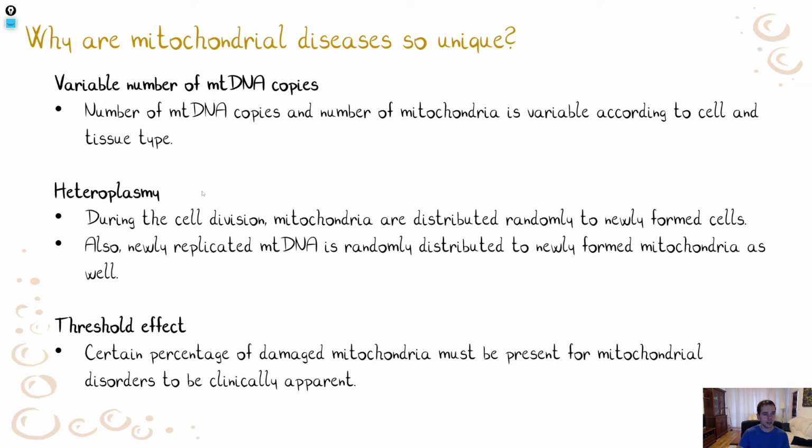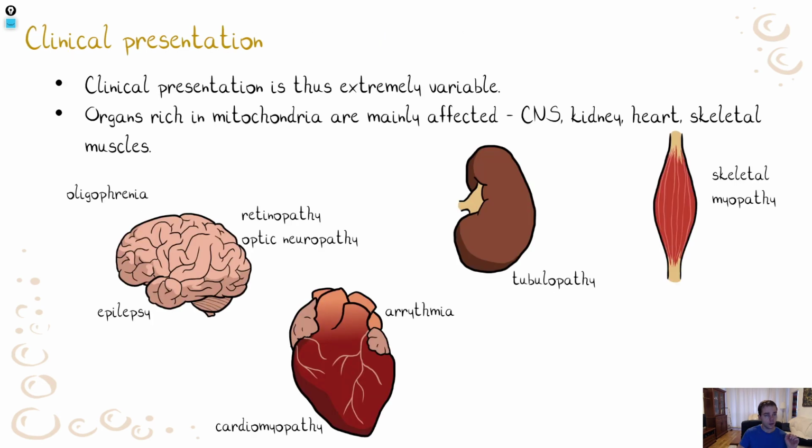Also, there is something called heteroplasmy, which means that during cell division, mitochondria are distributed randomly to newly formed cells. And also the newly replicated mitochondrial DNA is randomly distributed to newly formed mitochondria. And a certain percentage of damaged mitochondria must be present for mitochondrial diseases to be clinically apparent. So there is a threshold effect. So you can see that there are a lot of reasons for mitochondrial disorders to be clinically variable.